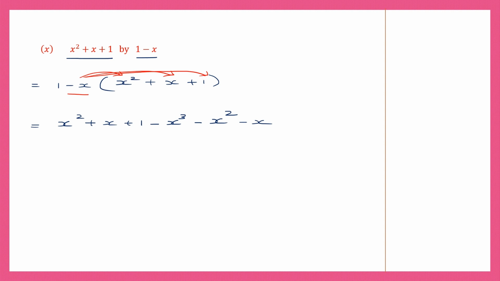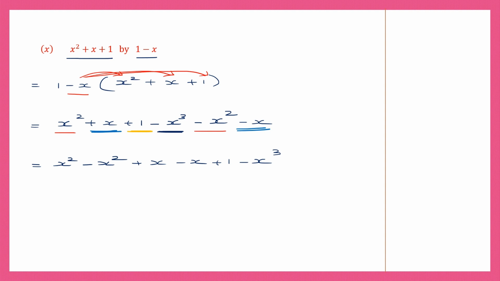Now the like terms, we have x square and minus x square. So let's write that, x square minus x square. Then we have plus x here, and we have minus x. So let's write that, plus x and minus x. Then we have plus 1. So let's write plus 1. Then what else is left? We have a minus x to the power of 3. So minus x to the power of 3.